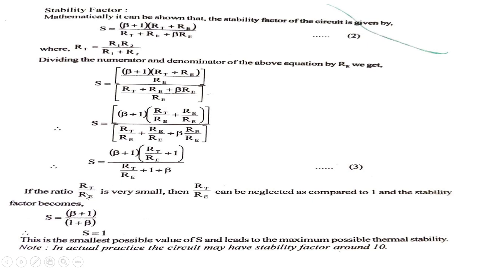If the ratio R_T upon RE is very small, then R_T upon RE can be neglected as compared to 1, and the stability factor becomes S equals beta plus 1 upon 1 plus beta, which equals 1. This is the smallest possible value of S and leads to the maximum possible thermal stability. In actual practice, the circuit may have a stability factor of around 10. Thank you.